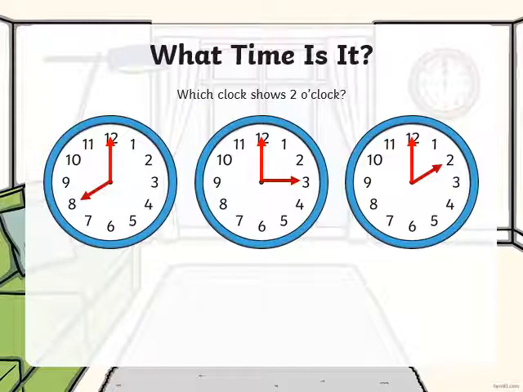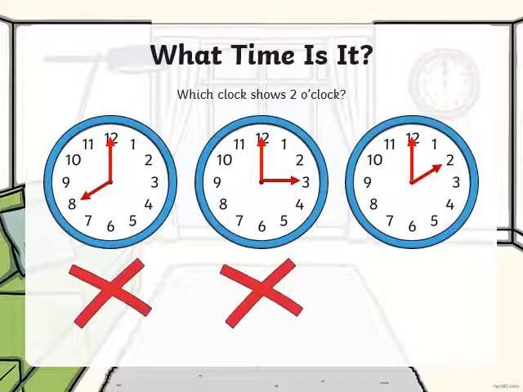Now, which clock shows 2 o'clock? So this one, the hour hand is on 8, so it's not 2 o'clock. The other one, the hour hand is on 3, so it's not this one. It's the last one, where the hour hand is on 2 and the minute hand is on 12. Excellent, so this is 2 o'clock.